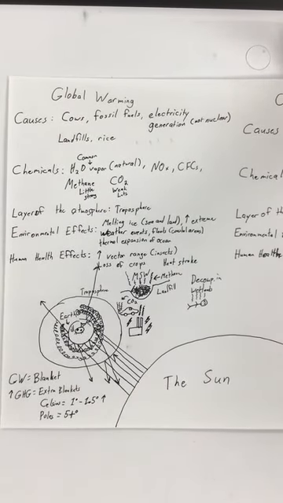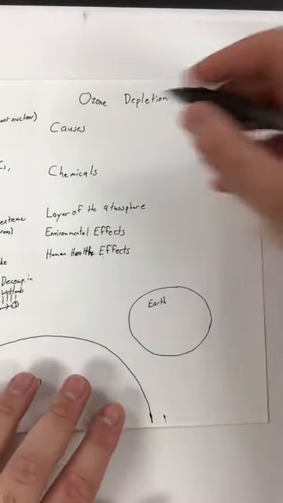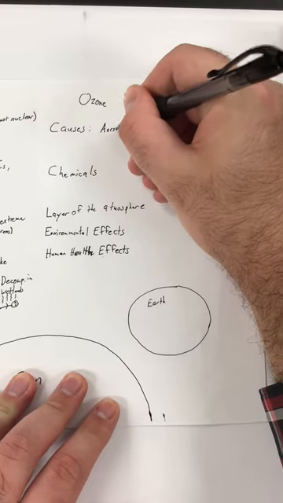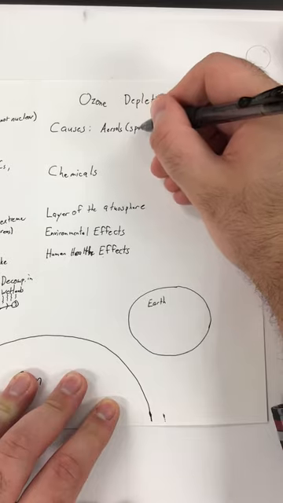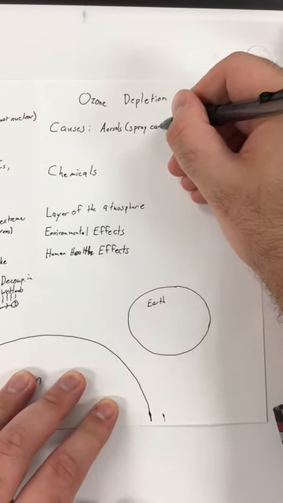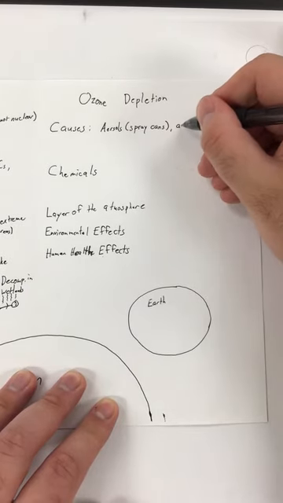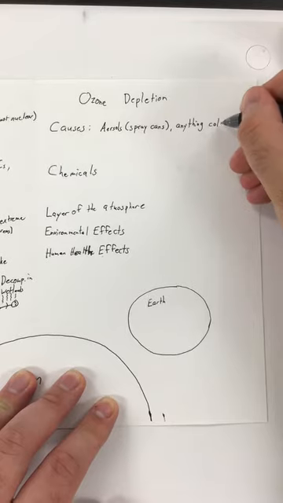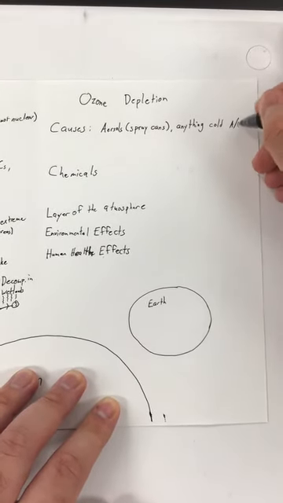Next, we will have ozone depletion. So the causes of ozone depletion, a big one are aerosols. Think of things that come in cans that spray. Anything that's cold. Now, that's not including natural things that are cold like ice. This is talking about things like air conditioning or refrigerators.